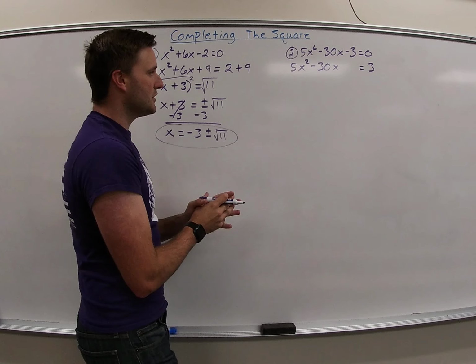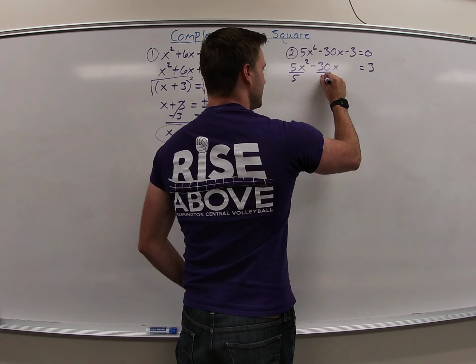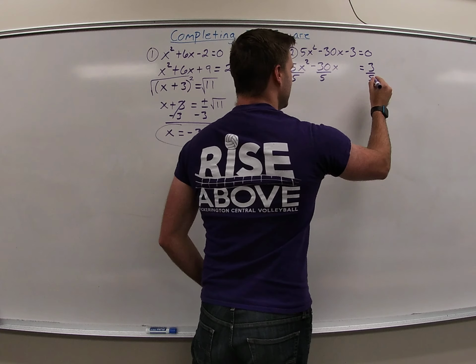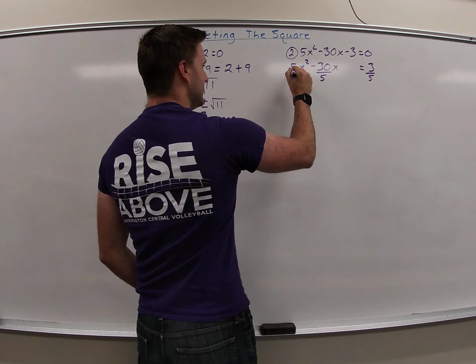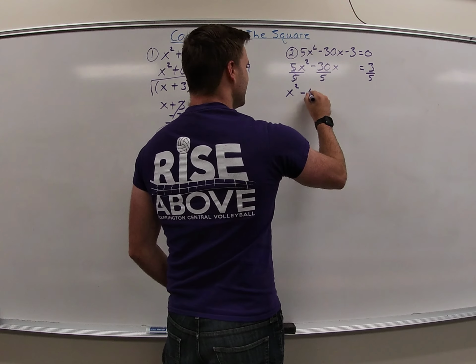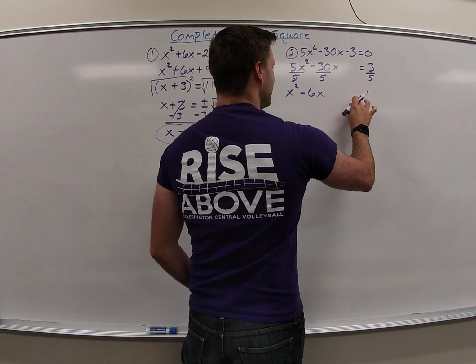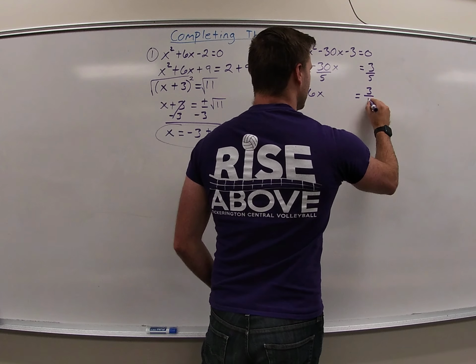So I left that space, but I need to divide each term by 5. I want to make sure that a is equal to 1. And just like in factoring, we want a to be 1. So we're going to divide each term by 5. And I'm left with x squared minus 6x, leaving my space, and this is equal to, I'm going to write the fraction 3 over 5.